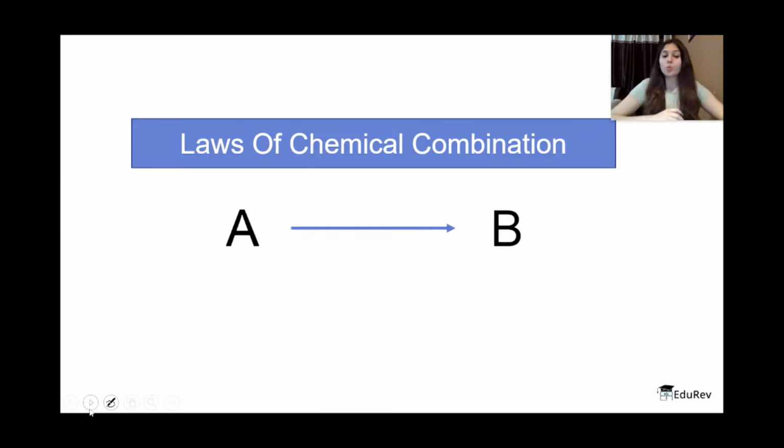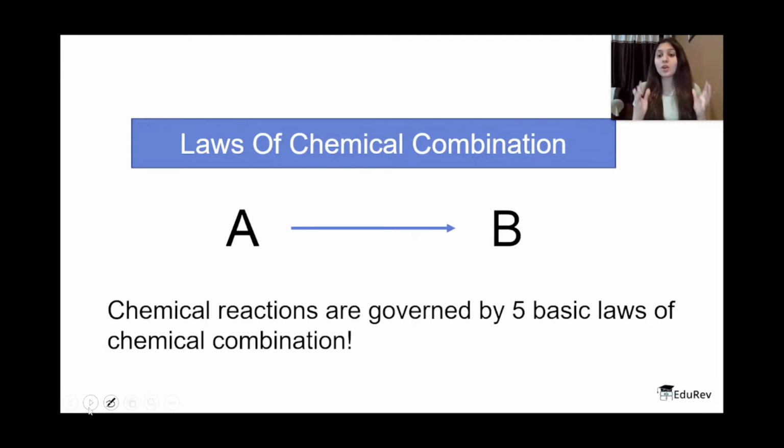When any kind of chemical combination or chemical reaction takes place in chemistry, it takes place with respect to certain laws, and those 5 laws are called laws of chemical combination. Unfortunately, chemistry is not this easy that there'll always be one reactant and one product. Of course, we can have a number of reactants and a number of products, but any chemical combination which you see in front of your eyes is going to be happening with respect to the laws of chemical combination, which we study in this video.